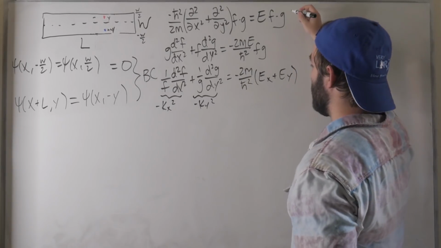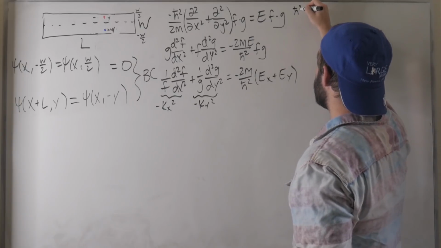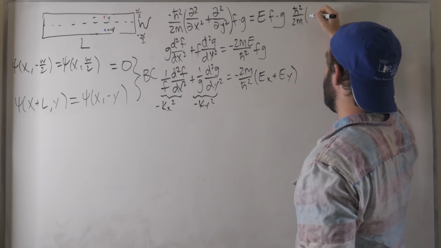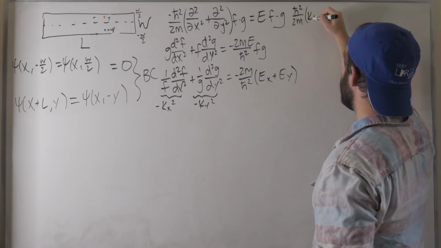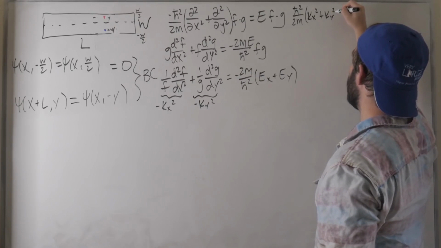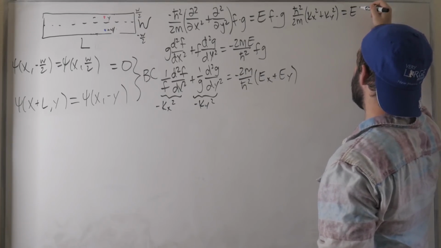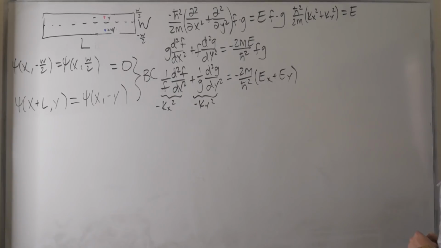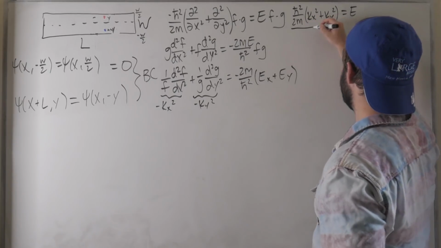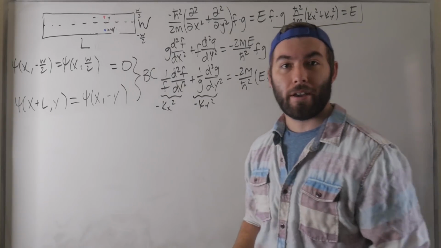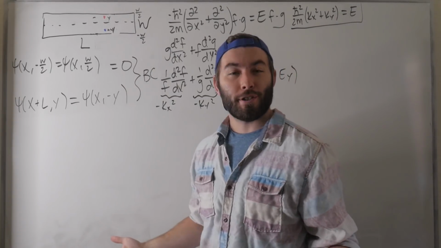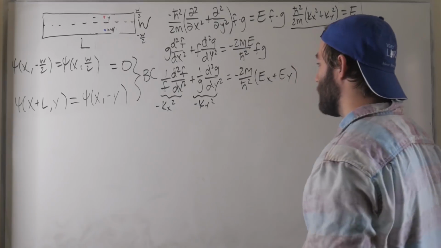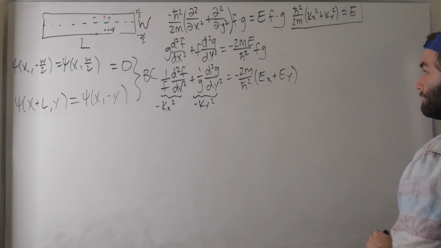And up top, what that tells us is that h bar squared over 2m times kx squared plus ky squared is equal to the total energy. So that's all that we're saying here. And we're going to use this to find the total energy later, because the energy is just going to be the eigenvalue. It's the eigenvalue for a particular eigenstate.